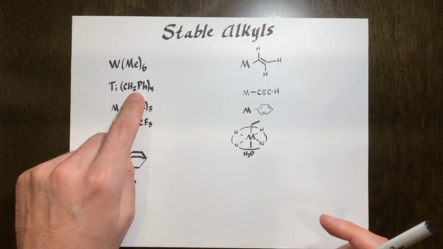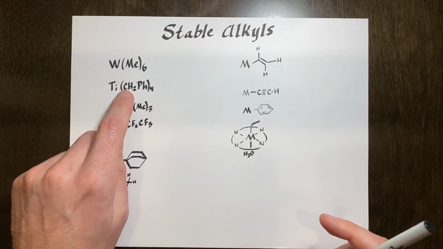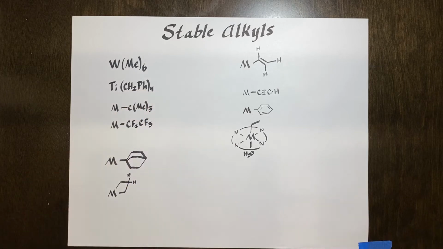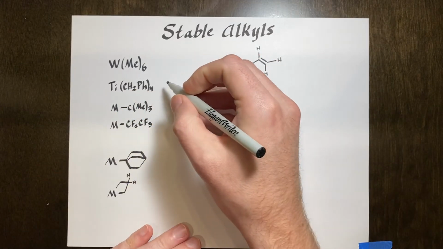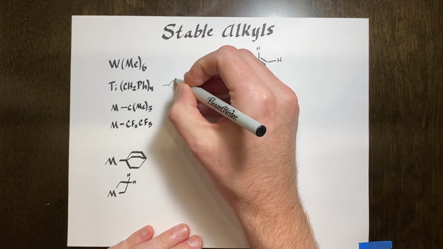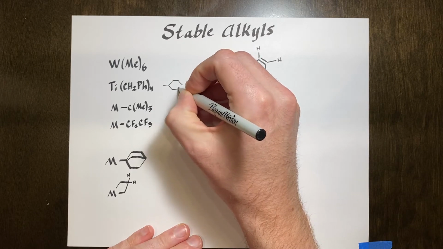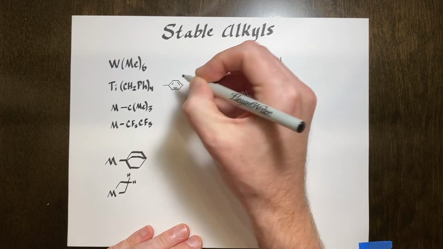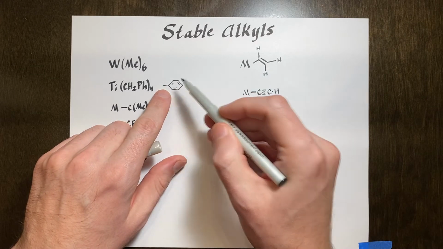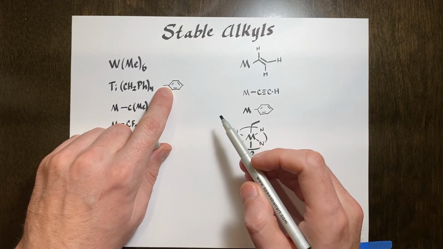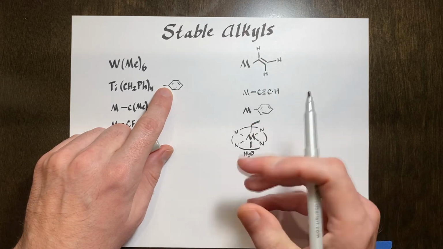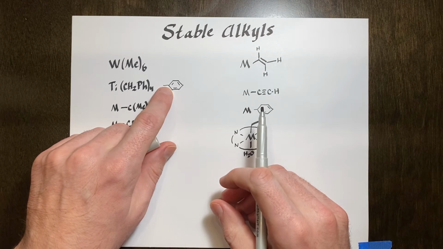So if we look, we have a benzyl group on here. So we have alpha hydrogens, but we have no beta hydrogen. And I will just quickly draw this ligand so that we can see that is the case. So here's a phenyl group, and if we look, that carbon right here, which would be in the beta position, does not have any hydrogens on it, so we cannot have beta hydrogen elimination.